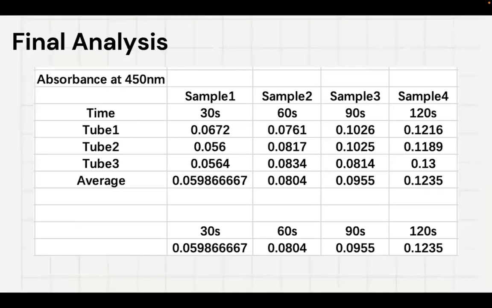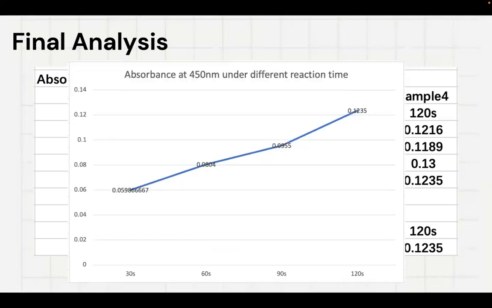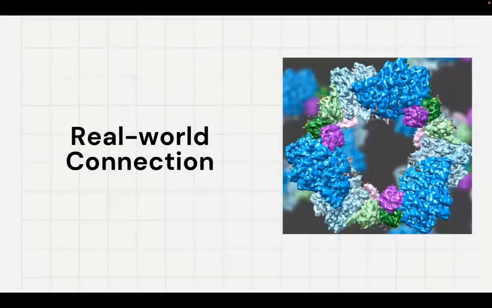We can analyze the data from microplate reader like the table shown in the slide and correspondingly draw a curve showing the relationship between absorbance and the reaction time. Now we'll talk about the real-world connection. First is the washing powder.